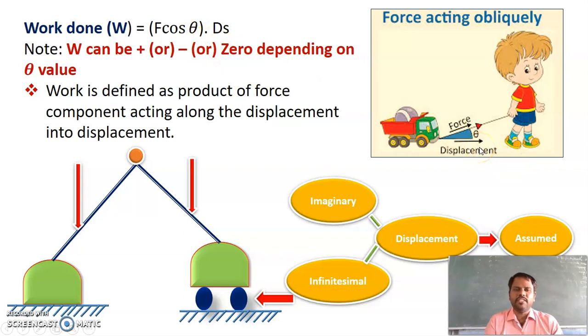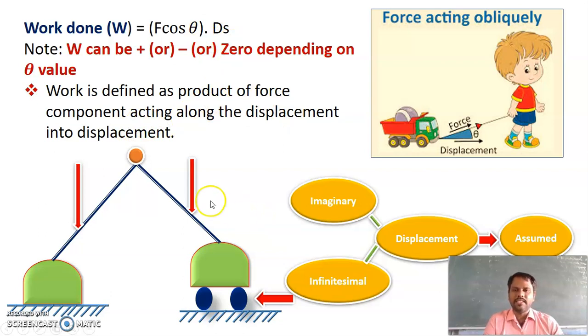If the displacement and force are in the same direction, then the work is positive. If the displacement and force are in opposite directions, work is said to be negative. If angle theta is equal to 90 degrees, then work is said to be 0. So work is defined as the product of the force component acting along a displacement and that displacement.